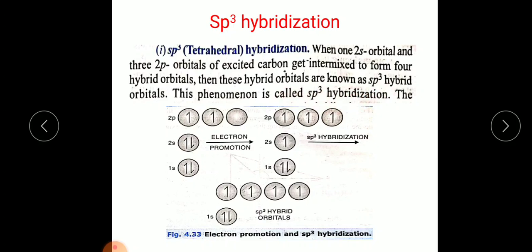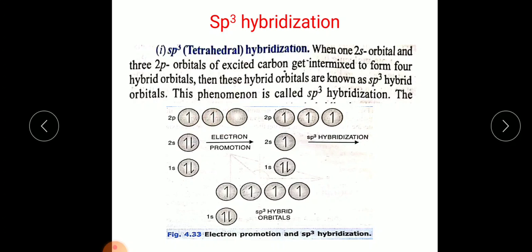In methane, the central atom is carbon and the carbon, as we know, is bonded to 4 hydrogen atoms. Carbon has atomic number 6, so the electronic configuration is 1s2, 2s2 and 2p2. Now when you see this, it has only 2 unpaired electrons, but in the case of methane we have 4 carbon-hydrogen bonds.